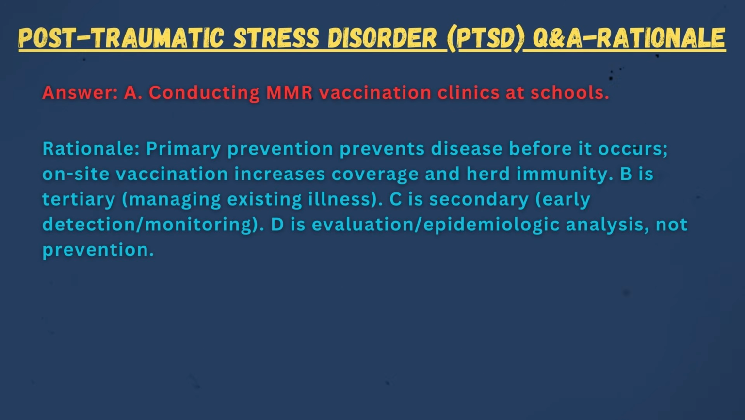Answer. A. Conducting MMR vaccination clinics at schools. Rationale. Primary prevention prevents disease before it occurs. On-site vaccination increases coverage and herd immunity.